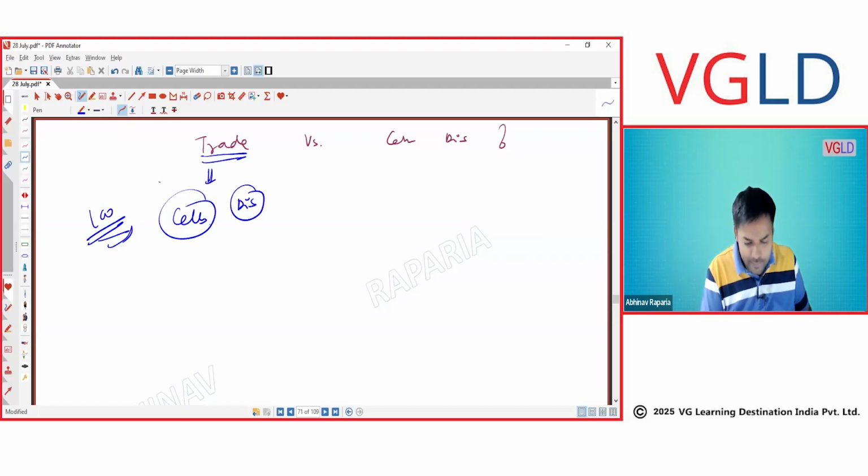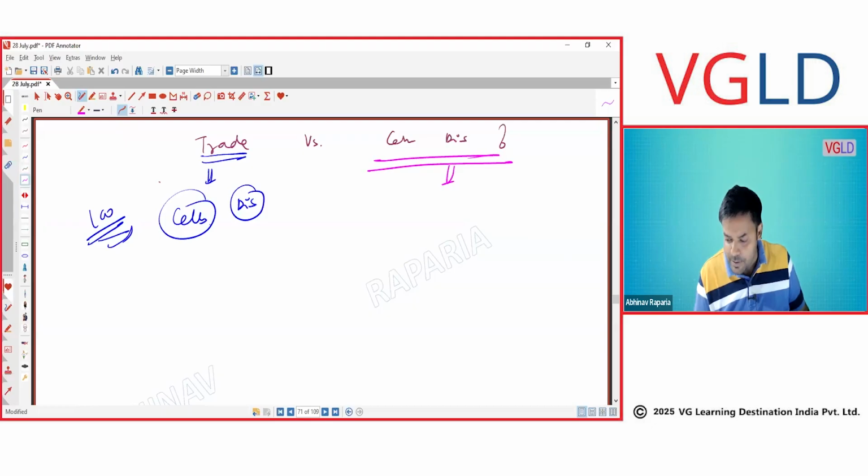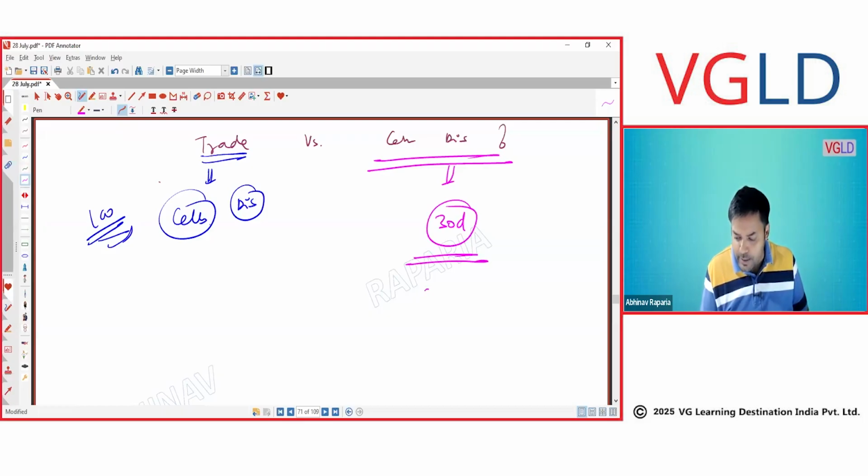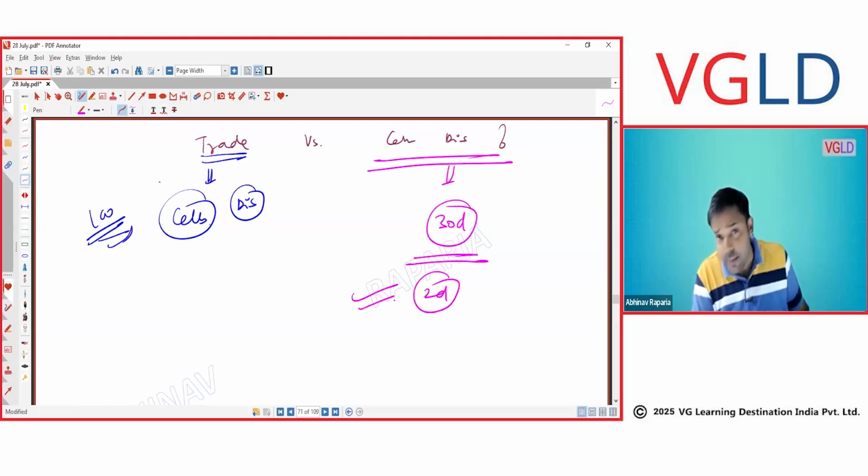Simple. Then we have the cash discount. Maybe the person is giving you 30 days to pay, but if you pay that money within 2 days, if you pay early, this is where you are going to get the cash discount. I hope it is okay.